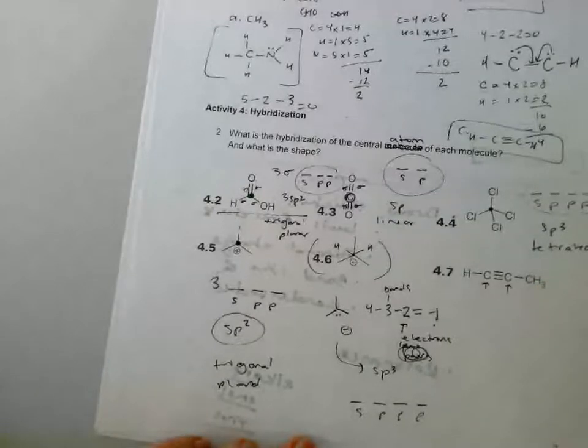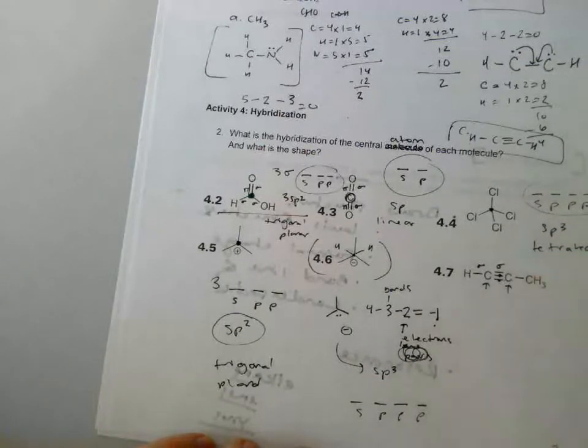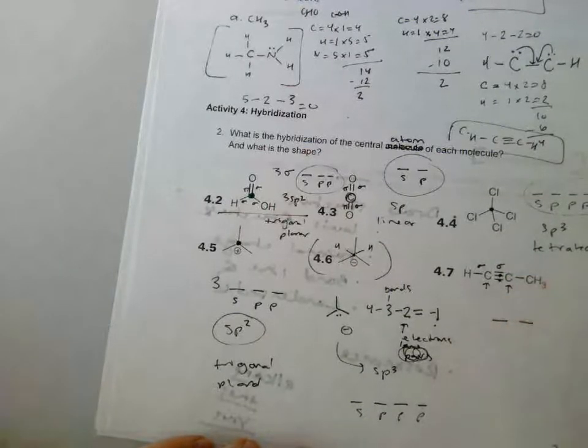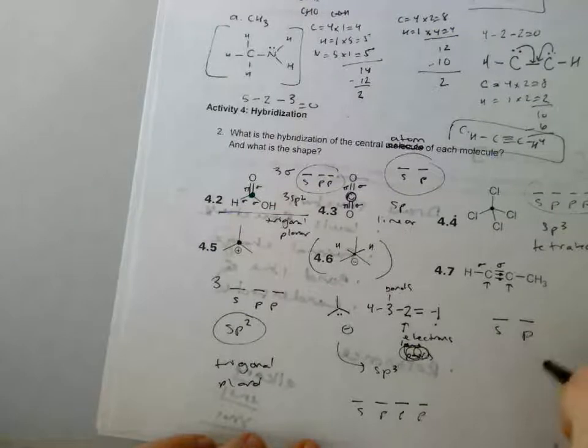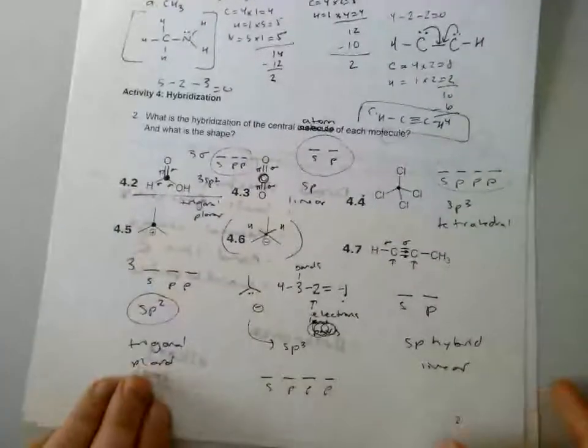And then these, there's not really a central atom. They're both the same, actually, so it doesn't matter which one you pick. But there's 1 sigma bond on each side. There's 2 pi bonds over here. This and this is both a pi bond. So if you have 2 sigma bonds, then you need 2 hybrid orbitals. So that's sp. So that's sp hybridized. And that's linear. Okay, so that's question 2.